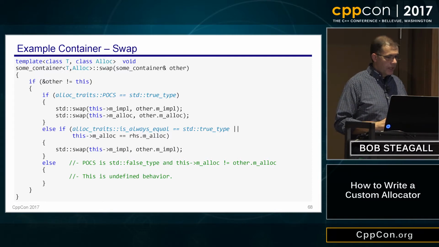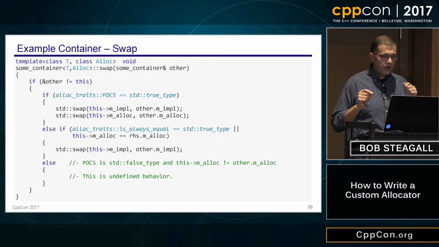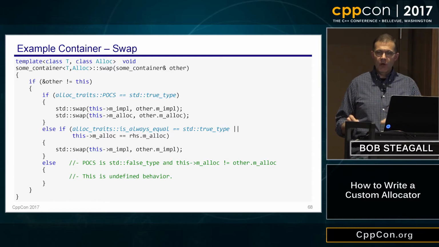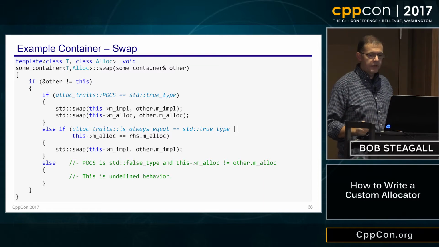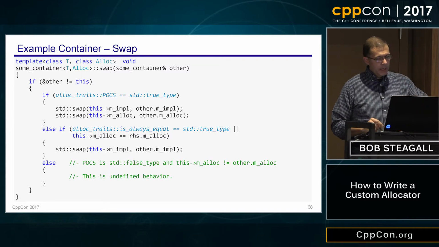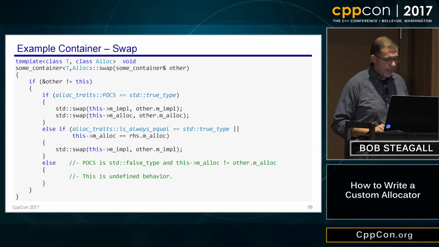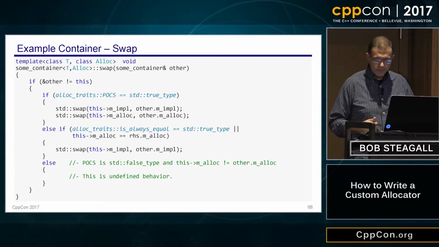However, if my allocators do not propagate or they are not equal, then attempting to swap in that circumstance is undefined behavior. Why is it undefined behavior? It's undefined behavior because the standard requires all iterators to remain valid after a swap. Now, in the last bottom of the if ladder there, I may have to allocate elements, in which case the iterators to my old elements may no longer be valid, depending on what is the type of the container.